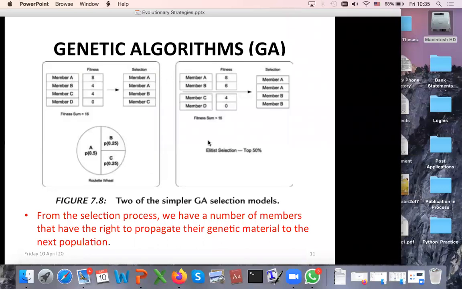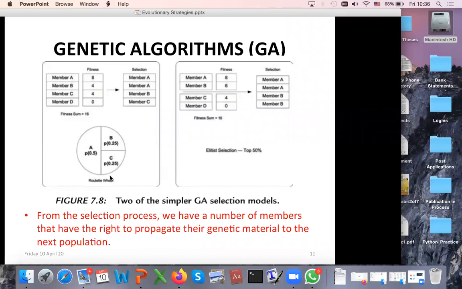So to understand this selection process, assume that you have already computed the fitness values here. So this is the assumption that we have already computed the fitness values in step 2, and now we are using those values. So this is our population, and these are the fitness values.